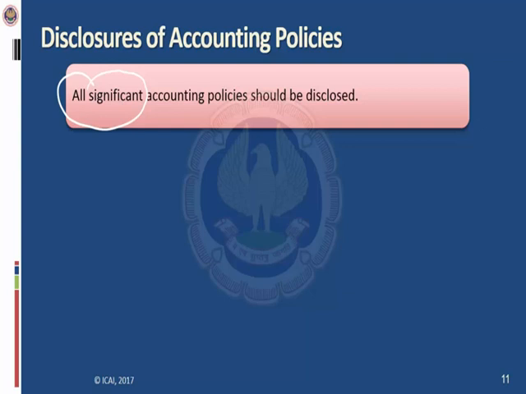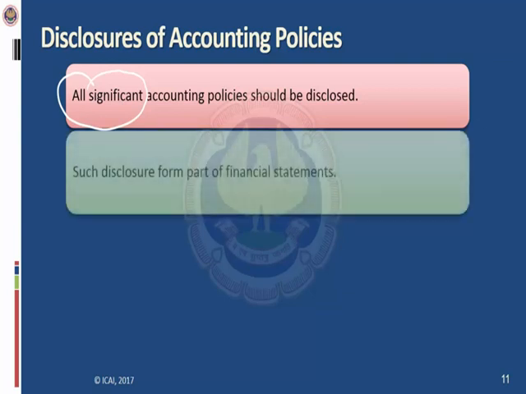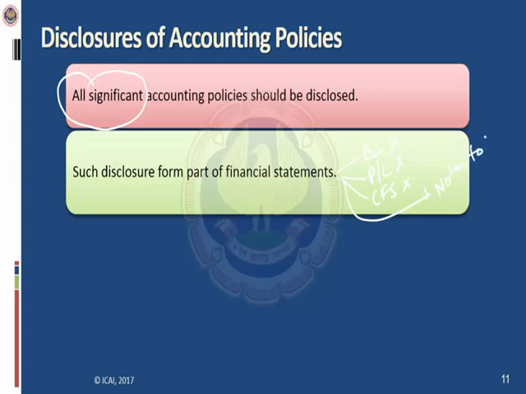So the entity has to disclose all significant accounting policies. Such disclosure should form part of the financial statement. So where does the entity have to disclose those significant accounting policies? In the financial statement. In which part of the financial statement? In balance sheet? No. In profit and loss account? No. In cash flow statement? No. Then where? So it should be in notes to accounts.